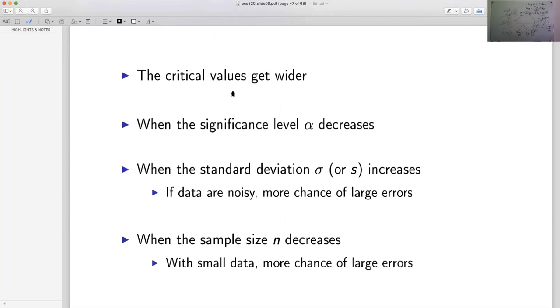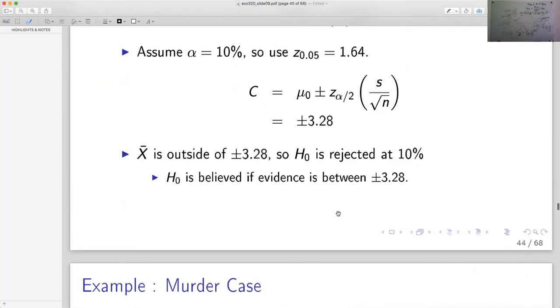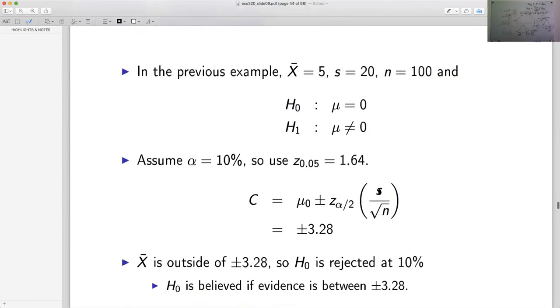So the critical values get wider as alpha decreases, right? When the standard deviation increases, the data is getting noisy, so there is more chance of getting a large error. So if sigma, which is a part of the margin of error here, increases, or the standard deviation from the sample increases, this whole margin of error would increase. On the other hand, if alpha decreases, this one increases, so the margin of error increases.